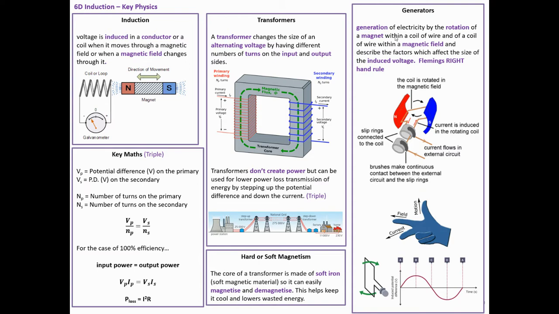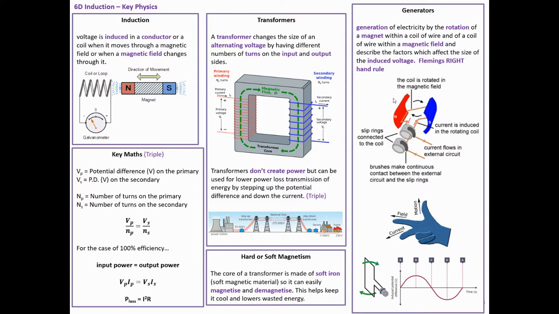Other part of this topic is generators. The generation of electricity is by a rotation of a magnet within a coil of wire, or a coil of wire within a magnetic field. We've got to describe the factors which affect the size of the induced voltage, and we've got to use Fleming's right-hand rule. So you can see we've moved to a different hand now, because what we're doing is we've got motion, we've got a field, and we're creating a current.